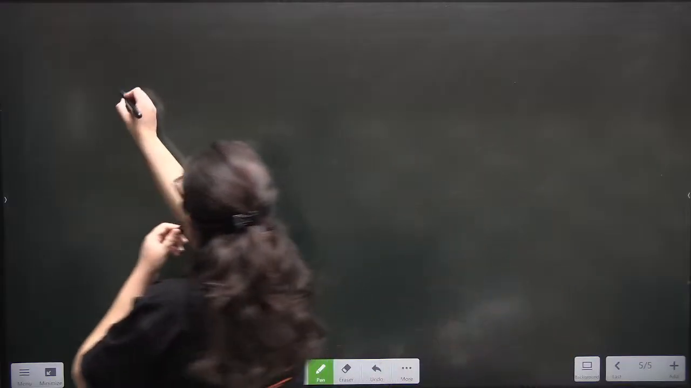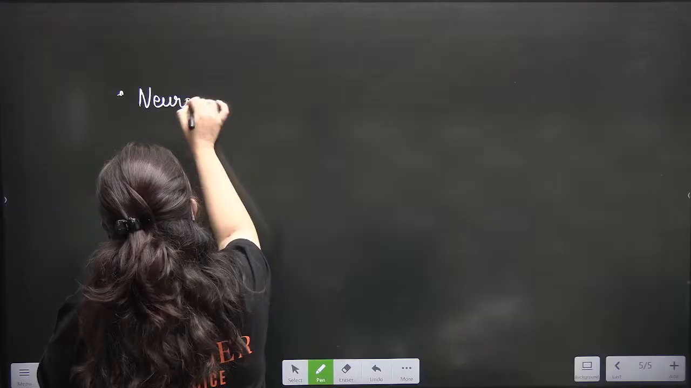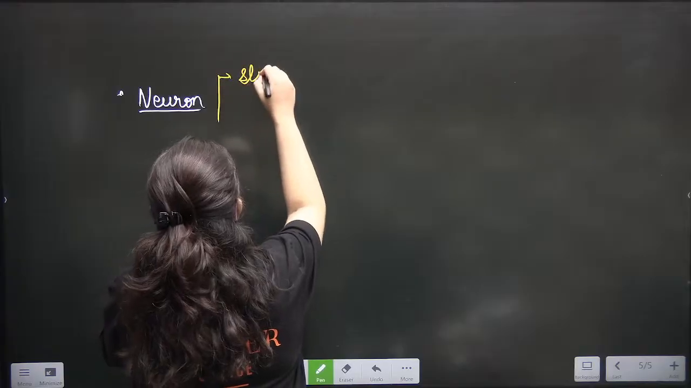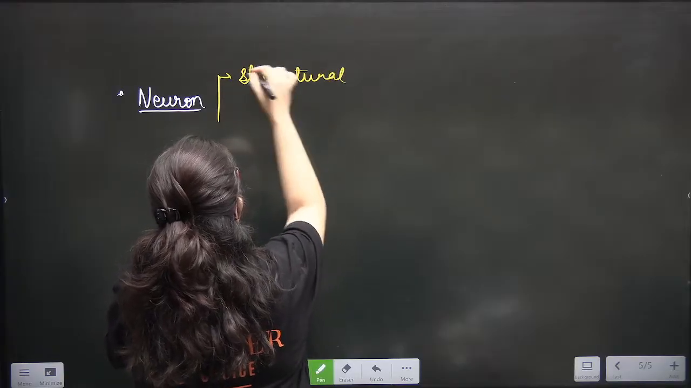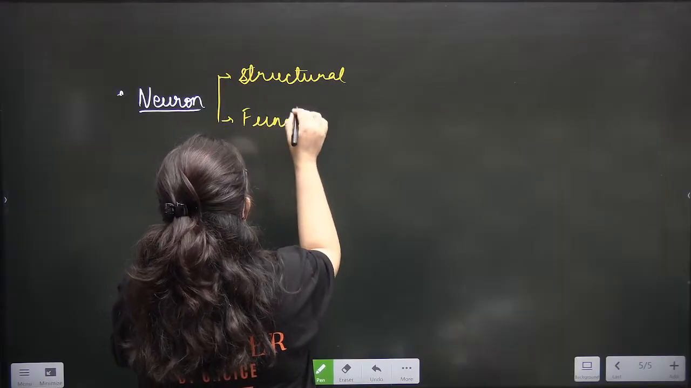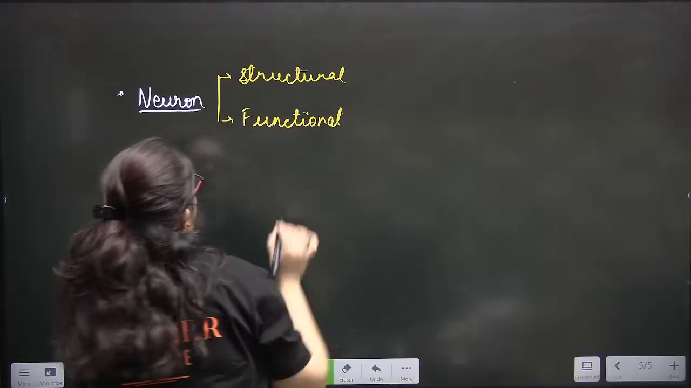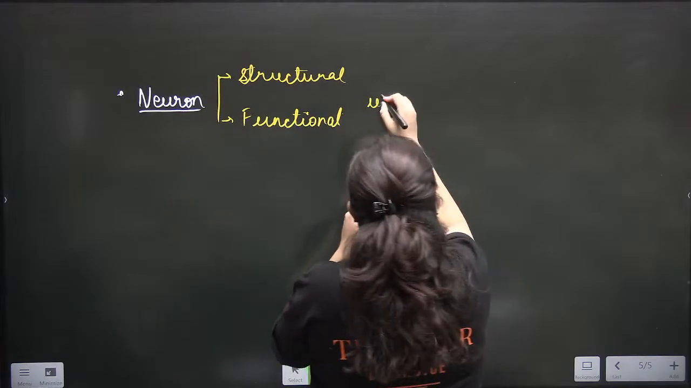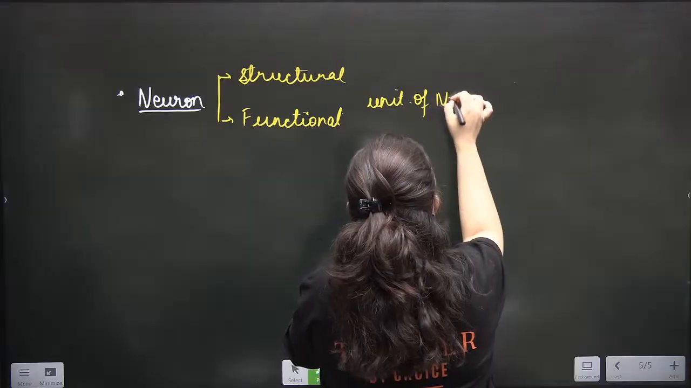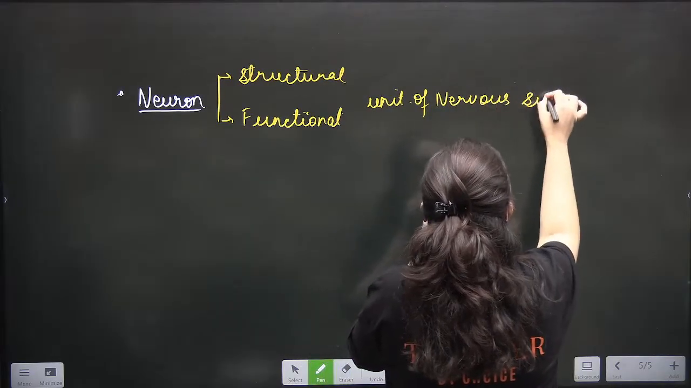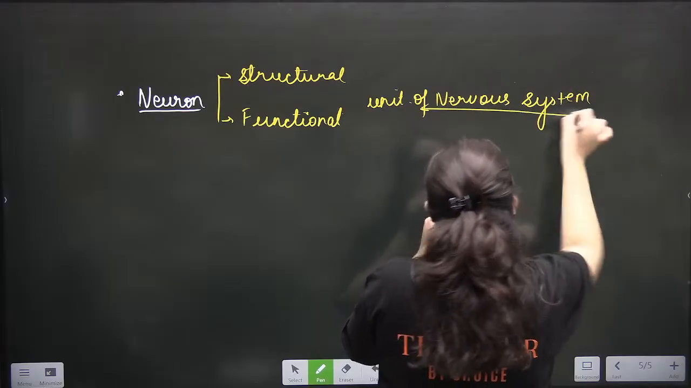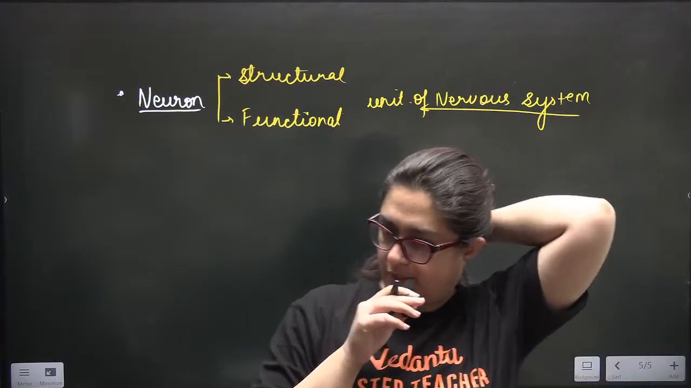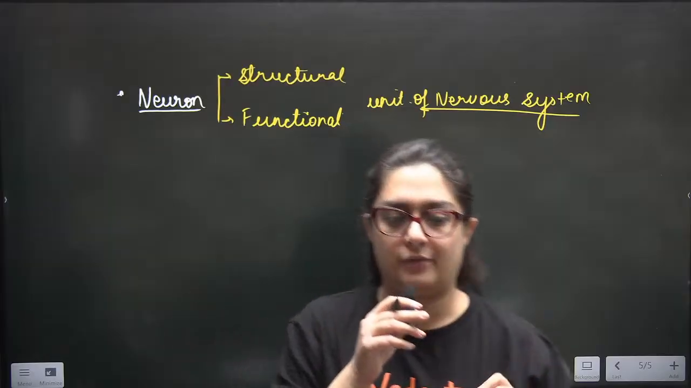Now, neuron is the structural and functional unit of nervous system. Structural and functional unit of nervous system. Okay, done.